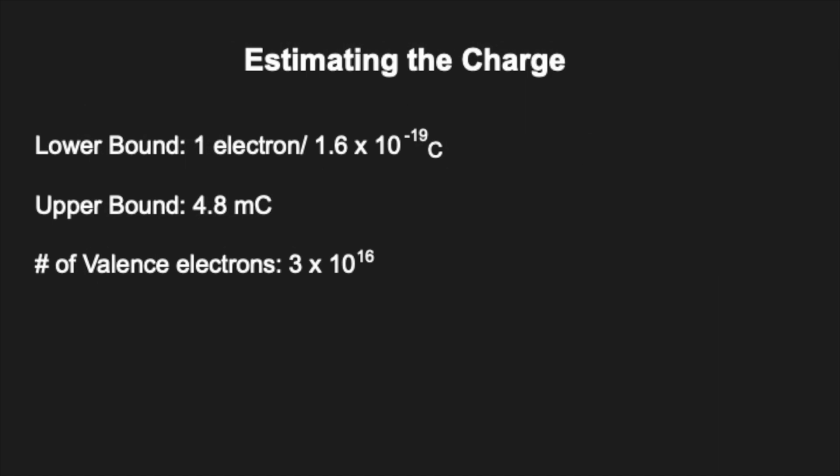Before we do anything, we need to make an estimate of how many valence electrons there are in the tape. First, we established a lower and upper bound. We determined our lower bound to be 1 electron and our upper bound to be 4.8 millicoulombs, and estimated there are 3 times 10 to the 16th valence electrons on a piece of tape.